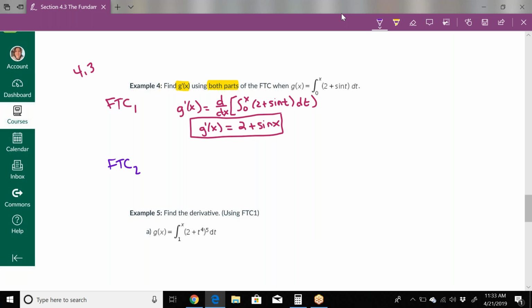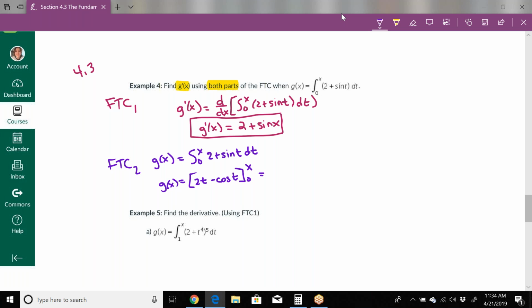FTC2 says that if we want to integrate this, so we have g of x from 0 to x of 2 plus sine t dt, we have to take the antiderivative of both of these. So this would be 2t, and then minus cosine t if we do the antiderivative of sine t. And we need to evaluate that from 0 to x. But remember, this is still my g of x right now.